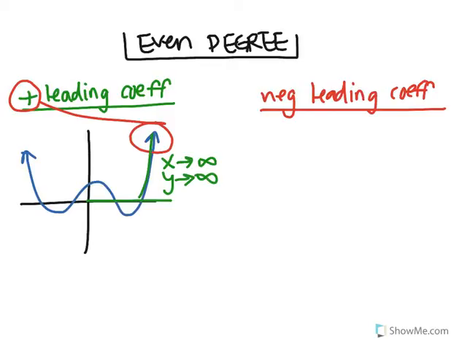Here on the left side, I'd say as x approaches negative infinity, so as my x's go negative, my graph goes positive. So the y values approach positive infinity.